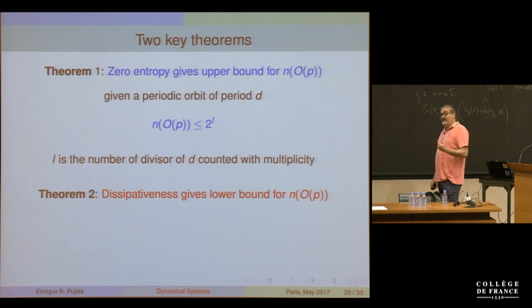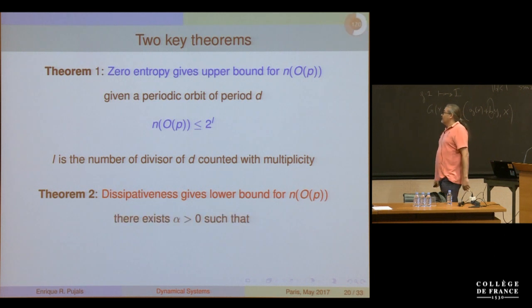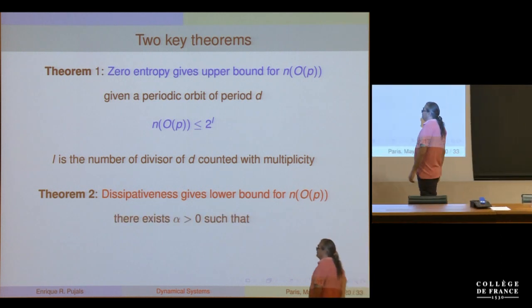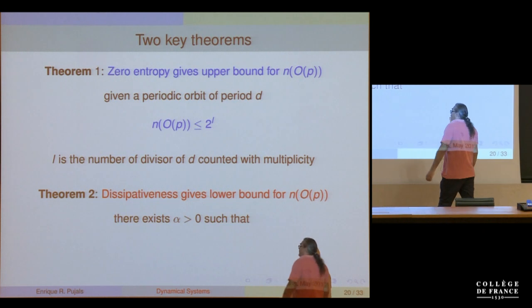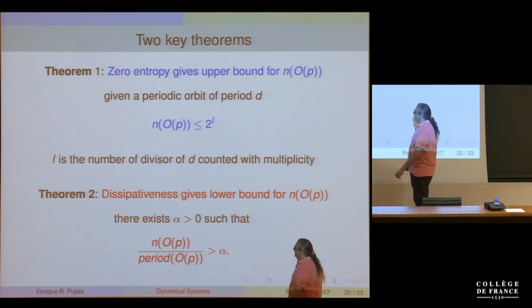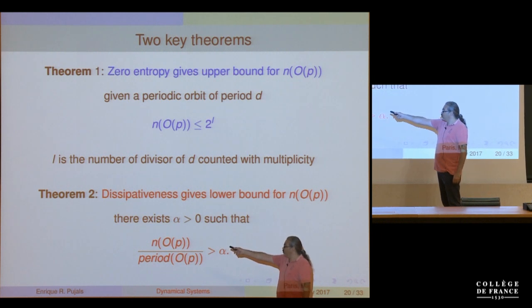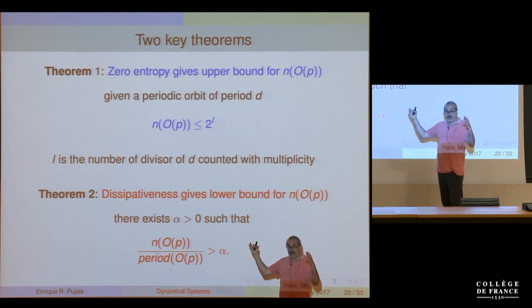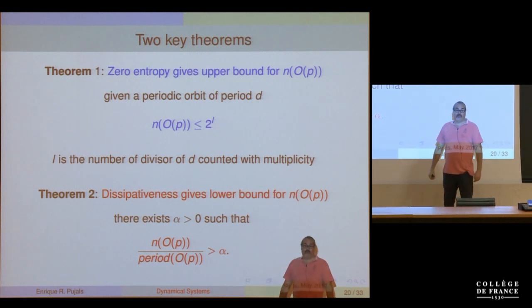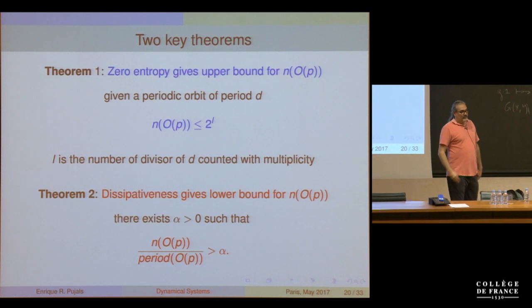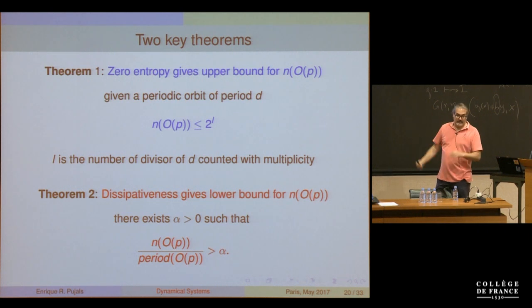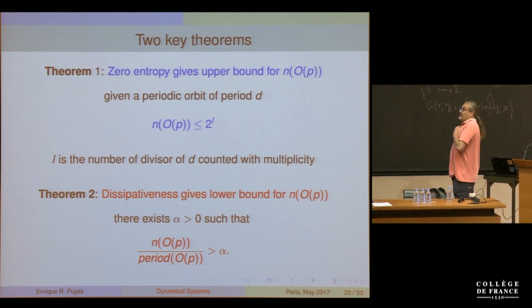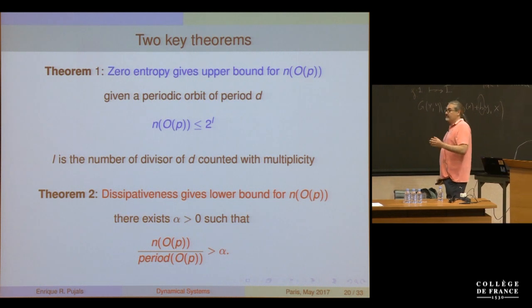And the second one is that dissipativeness gives a lower bound on NOP. This means that there exists an alpha, and this alpha depends on F, and in fact on the rate of dissipation, such that the cardinality of the maximal totally ordered subsequence divided by the period is always larger than alpha. So this means that it's very frequent; you have to have this total order if you assume dissipativeness. If you assume these two theorems, you prove the result.